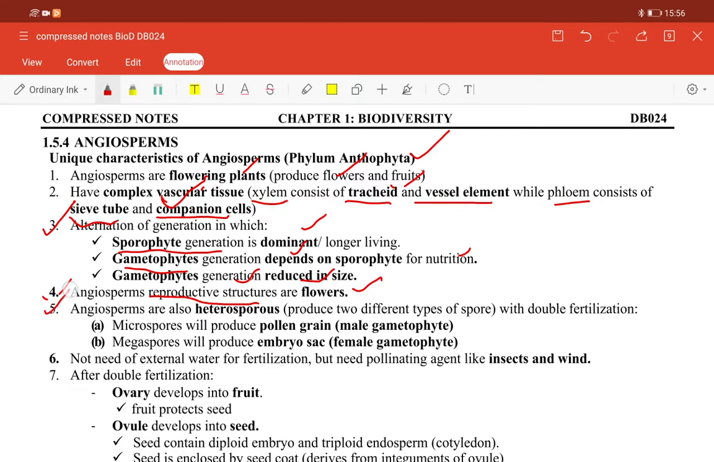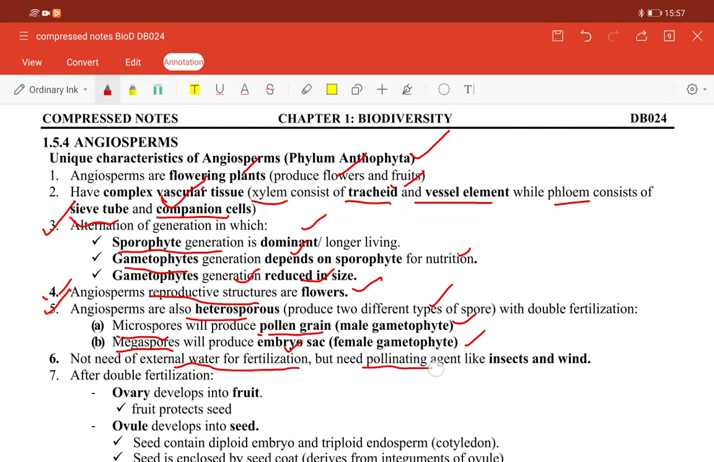Okay, dan Angiosperm ini adalah menghasilkan heterosporous. Produces two types of spores with double fertilization. So microspores akan menghasilkan pollen grain, which is the male gametophyte, while the megaspores will produce embryo sac, which is for the female gametophyte. But this Angiosperm does not need water for its fertilization process.